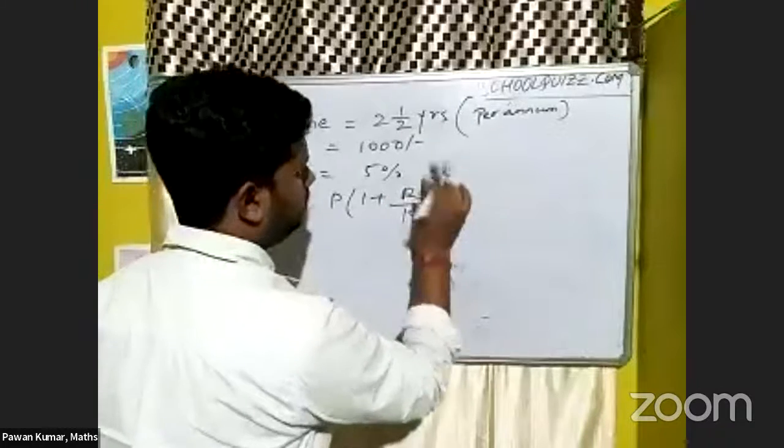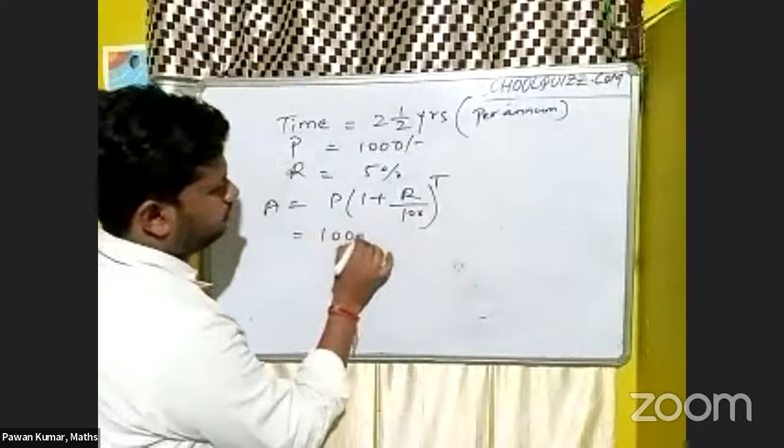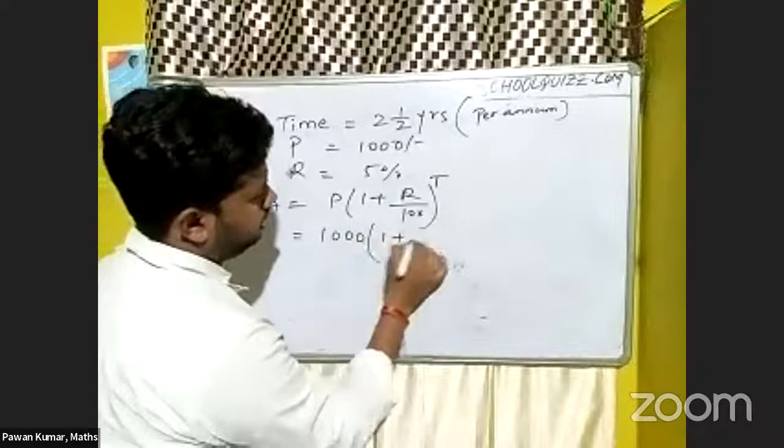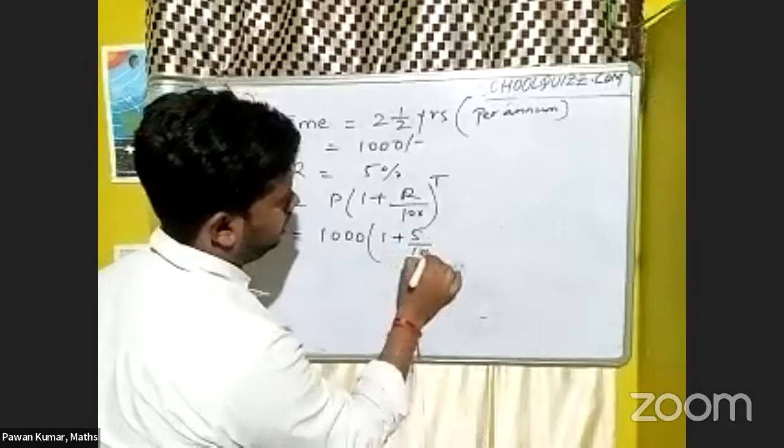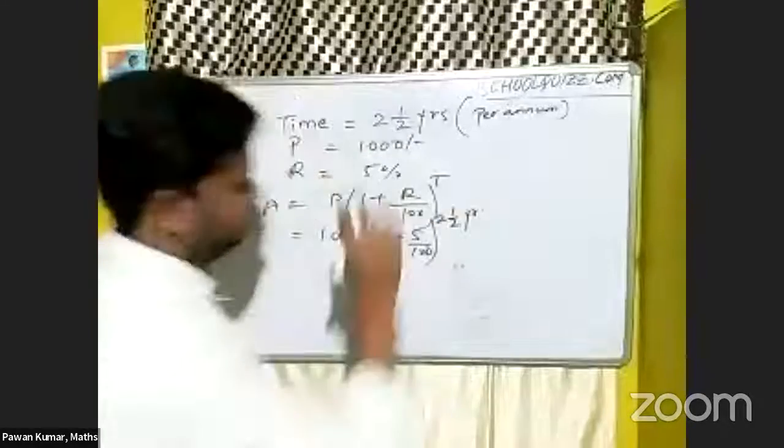R by T, or you can mention it as N. So make it here: principal 1000, 1 plus R is 5 by 100, into time. I mention 2 as half year. Correct?